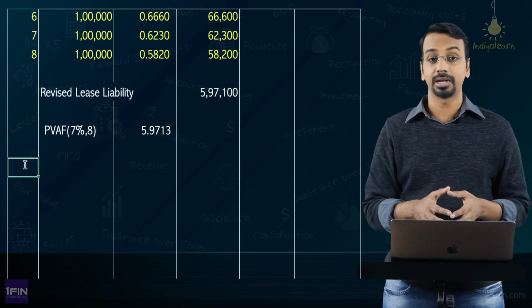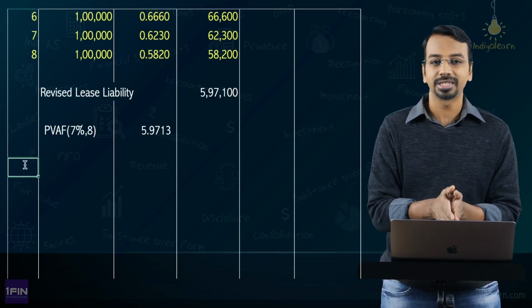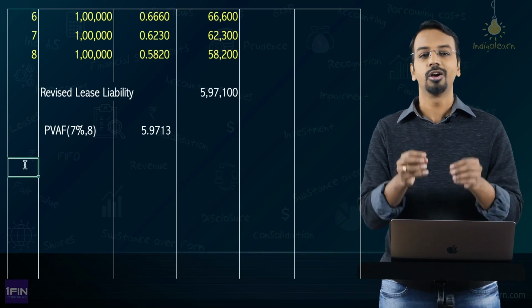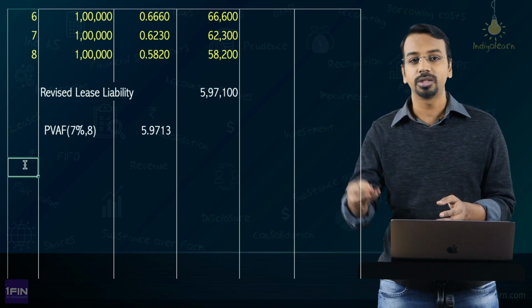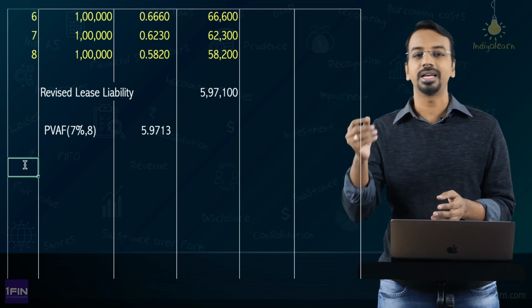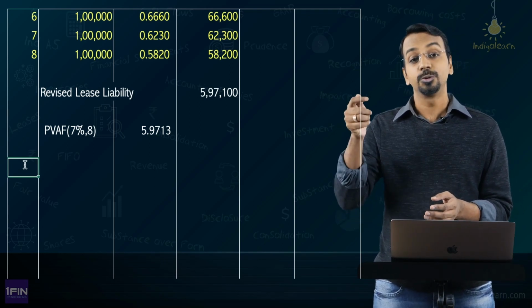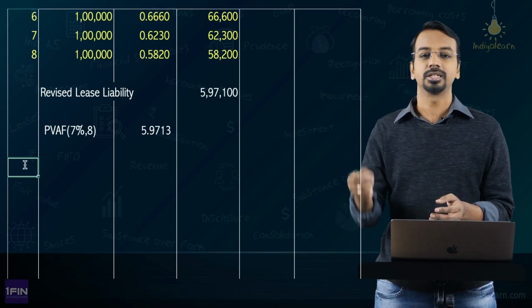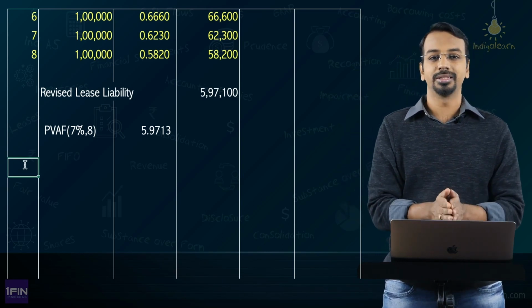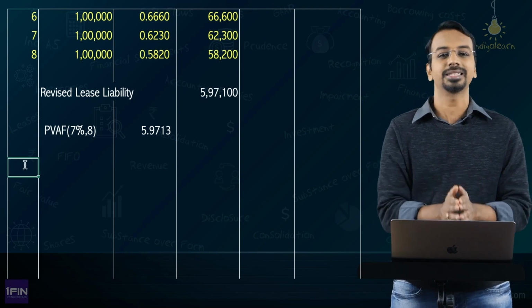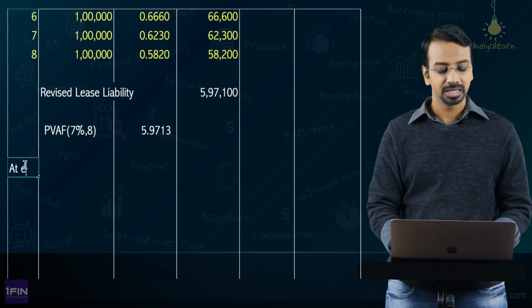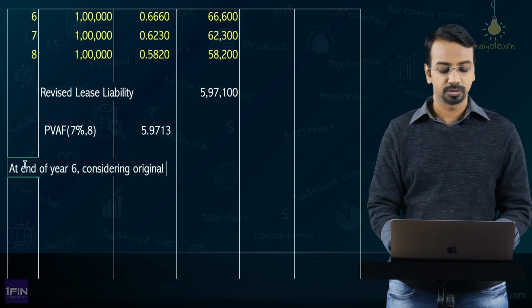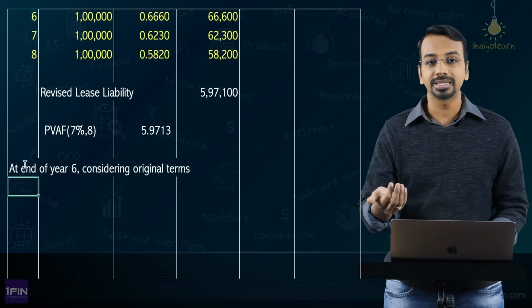What we also need to calculate is, as at the beginning of year 7 or at the end of the 6th year, what is the lease liability? That is to say, you started from year 1, and at year 1 you would have recognized the lease liability and right of use asset, correct? Now, using that lease liability and right of use asset, you have to arrive at the closing balance of lease liability as at the end of year 6. Again there are two ways to do this. At the end of year 6, considering the original terms, what would have been the lease liability?